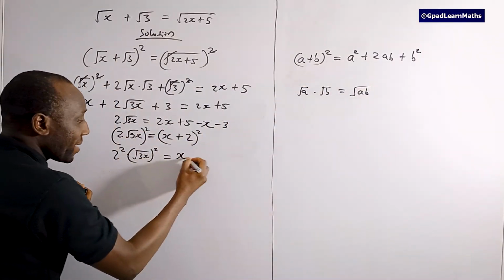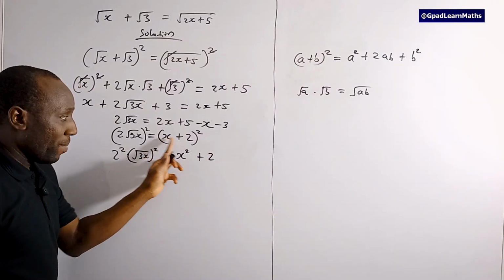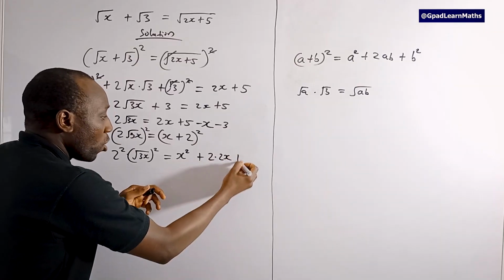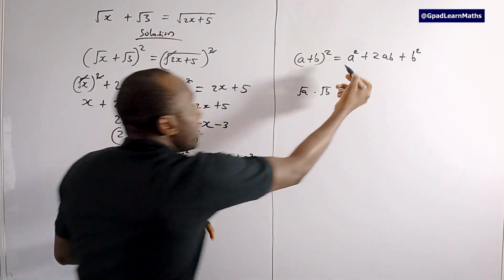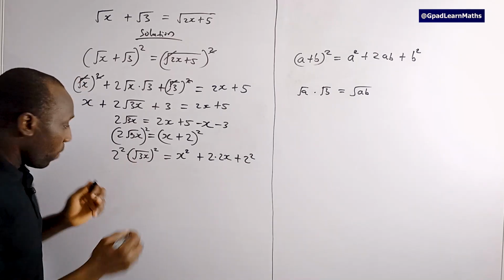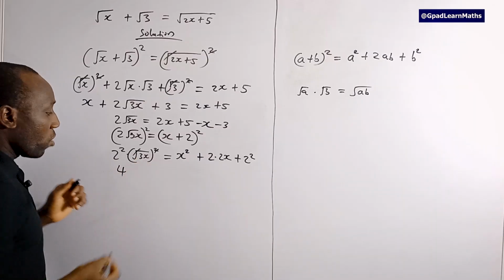So that will be what? X squared plus 2, then times 2x, 2x, this is times, plus what now? 2 squared, using this algebraic identity. Now what do we have? 2 squared is what? 4. So we have 4. This square will cancel the square root.